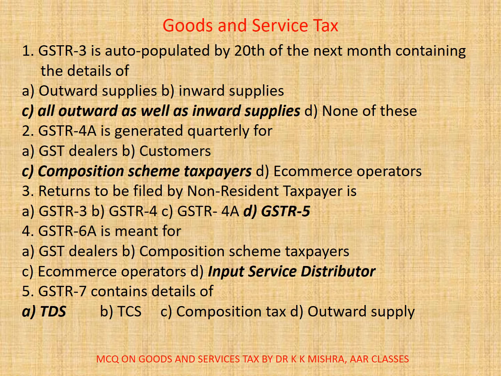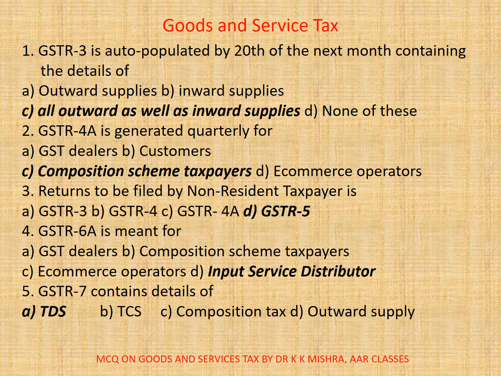2. GSTR 4A is generated quarterly for A. GST dealers, B. Customers, C. Composition scheme taxpayers, D. E-commerce operators. The correct option is C. Composition scheme taxpayers. 3. Returns to be filed by non-resident taxpayer is A. GSTR 3, B. GSTR 4, C. GSTR 4A, D. GSTR 5. The correct option is D.